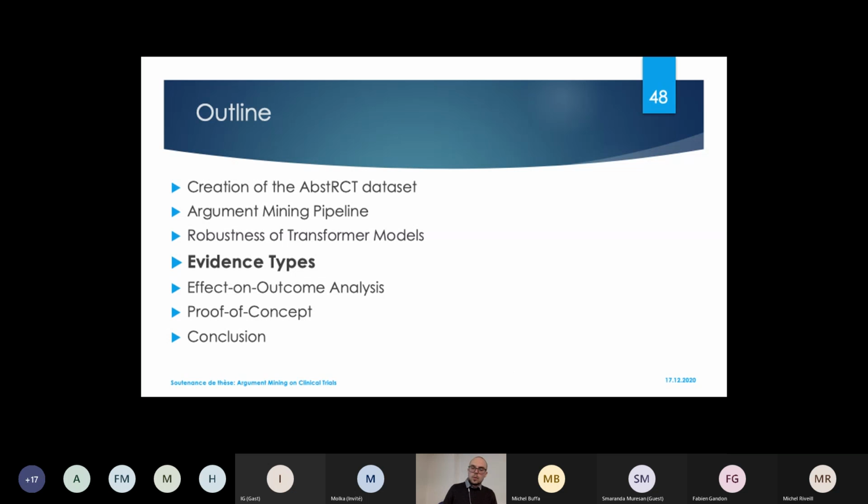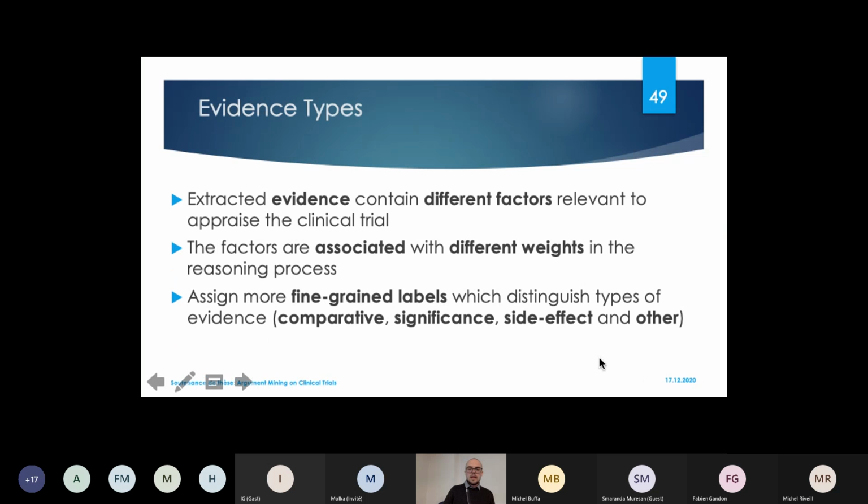And let's go back to a more conceptual topic. Let's look at the different types of evidence. Not every piece of evidence extracted by the pipeline fulfills the same function. There are various types of evidence which are related to different facets of the trial, and thus are weighted differently in the argumentation. The motivation for this part of the work was to find a more fine-grained label which better reflects the diversity of the different evidence.